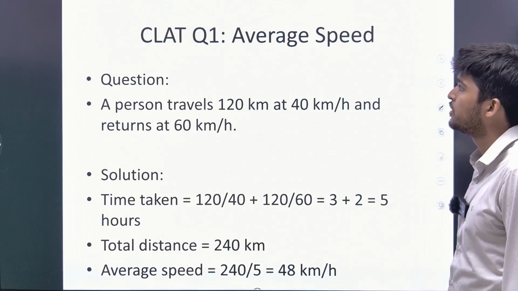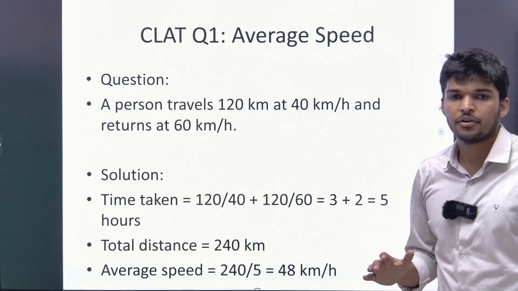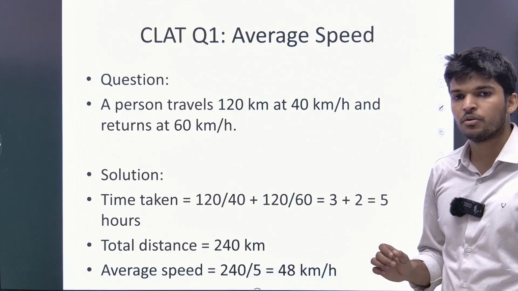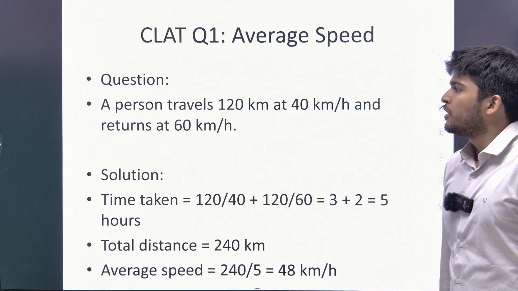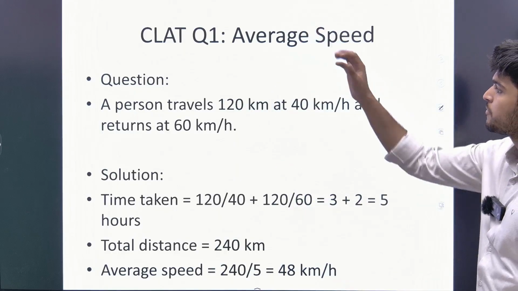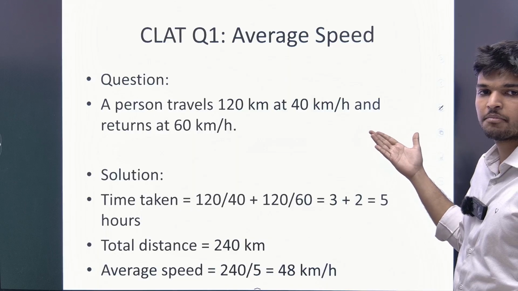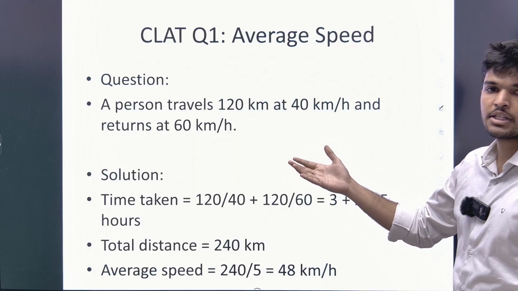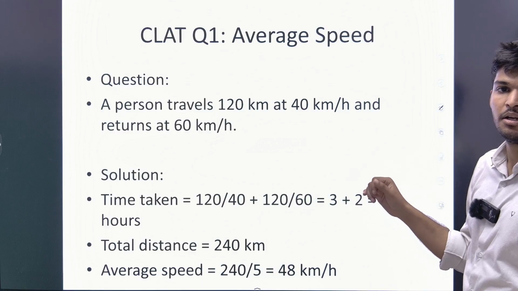Now these are CLAT level questions. From here, you'll have to use pen and paper, you'll have to write, you'll have to calculate. A person travels 120 kilometers at 40 kilometers per hour and returns at 60 kilometers per hour. We have to calculate the time taken by the person.